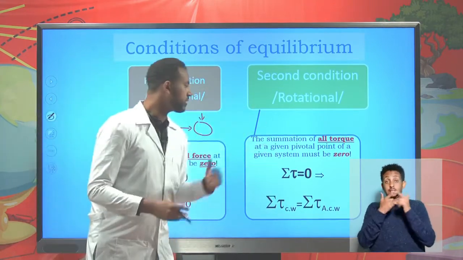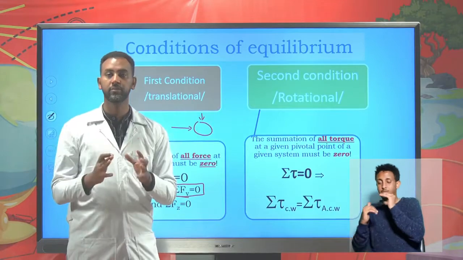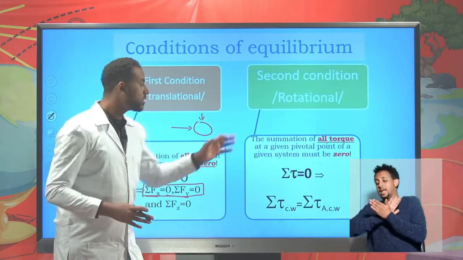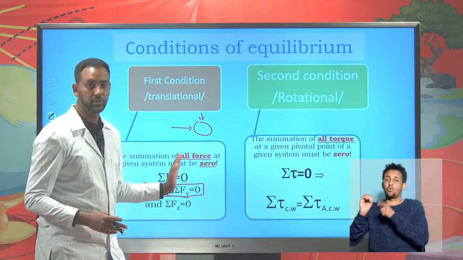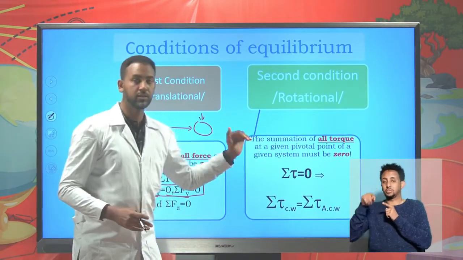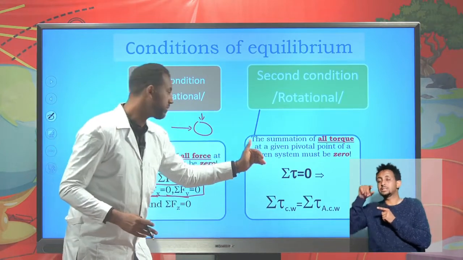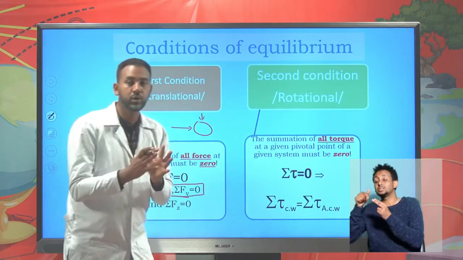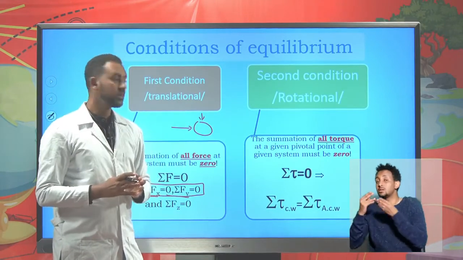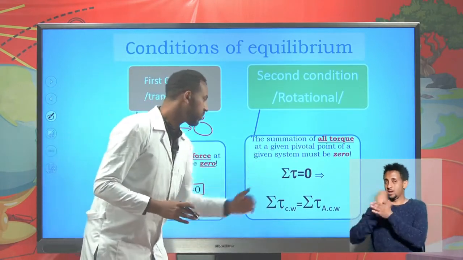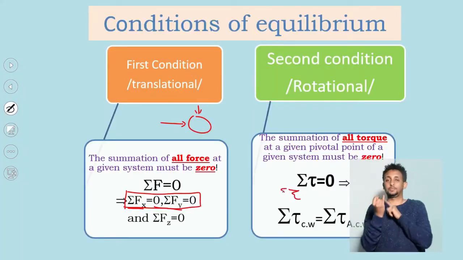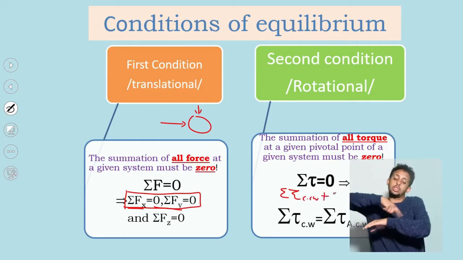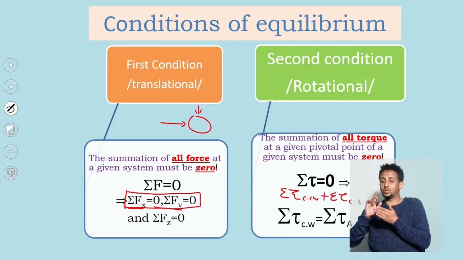And the second condition of equilibrium is that on a given body, the net torque must be zero. The equivalent representation of force for rotating objects is torque. We have already dealt with angular motion in a previous unit. So the net torque on a given object must be zero. That means the summation of torque counterclockwise, or anti-clockwise, plus the summation of torque clockwise must be zero.